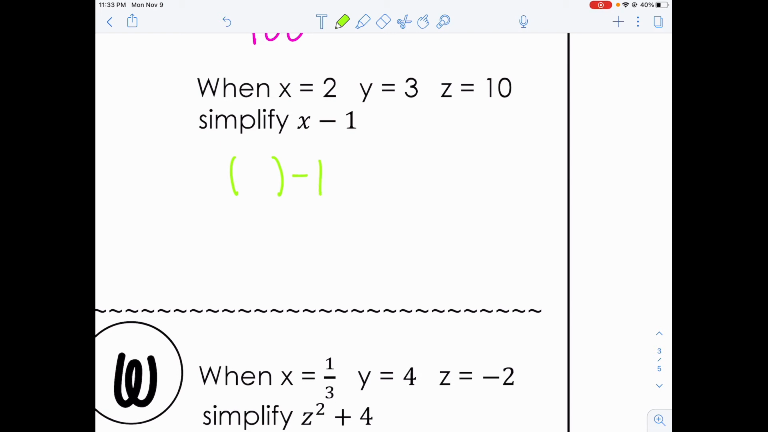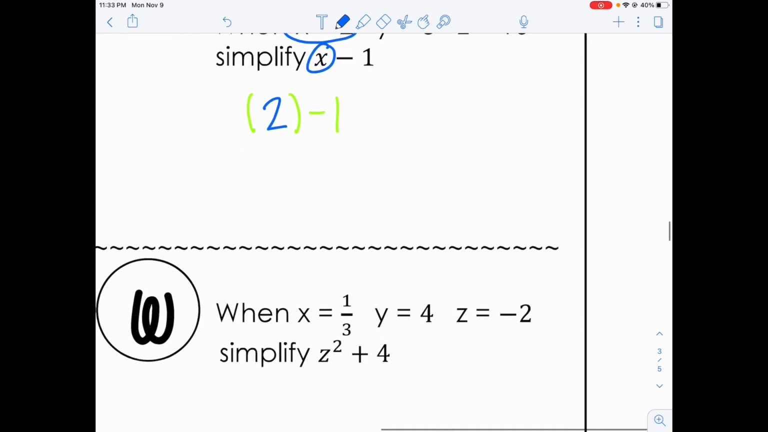Now, they asked me for the variable x, so I need to go up top and find x. They said that x is 2, so wherever there was an x, I'm going to substitute in the number 2. Notice there are no operations inside these parentheses. So after I've substituted it in and I see that there's nothing to simplify in the parentheses, I can go ahead and drop them. 2 minus 1, and 2 minus 1 is 1.